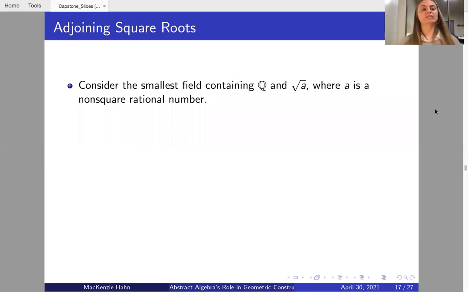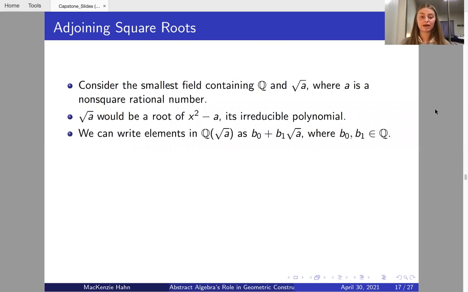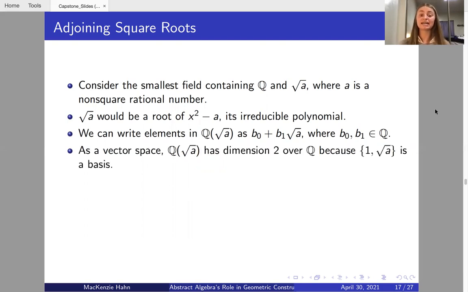Now applying this to simple extensions, if we consider the smallest field containing the rationals and the square root of A, where A is a non-square rational number, then we can find that the square root of A is going to be a root of x squared minus A, which is its irreducible polynomial. From that, we know that we can write the elements in Q adjoin the square root of A as b sub 0 plus b sub 1 times the square root of A, and b sub 0 and b sub 1 are going to be rational. As a vector space, we have that simple extension has a dimension of 2 over the rationals because its basis has 2 elements in it.